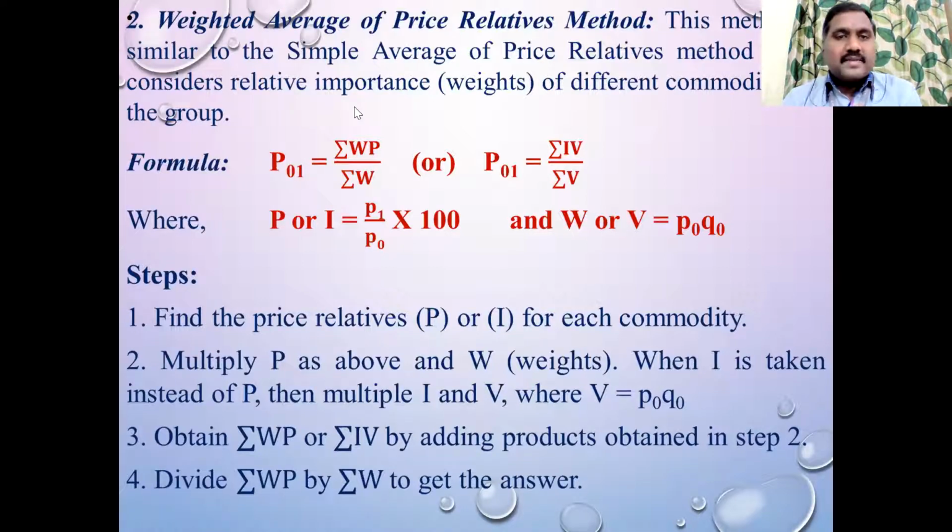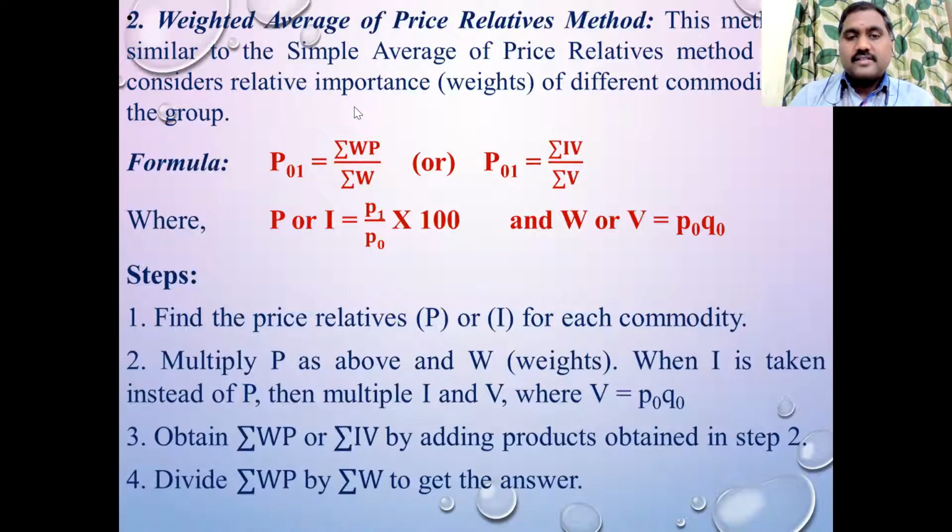And then the second method is the weighted index method. In the weighted index method also, we have two methods. One is the weighted aggregate method. Second one is the weighted average of price relative method. In weighted aggregate, there are three methods. Can anyone tell me what the three methods under the weighted aggregate method are?